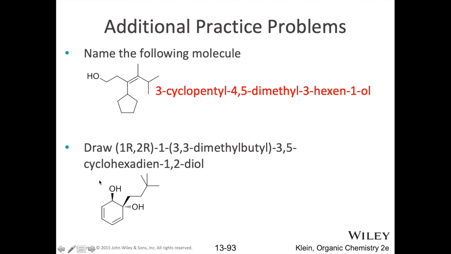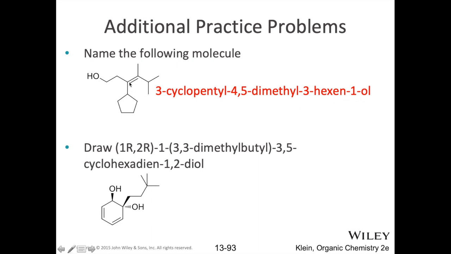Okay, so going with our name, we see we've got our parent chain. We've got 1, 2, 3, 4, 5, 6 carbons that include the alkene and the alcohol group. We start numbering from the left, so that alcohol group's at the 1 position, and your double bond is between carbons 3 and 4. So it's 3-hexen-1-ol.